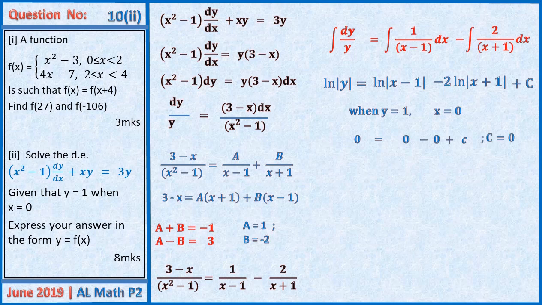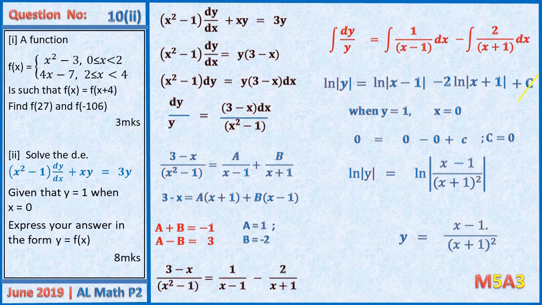I now write my function as ln of the absolute value of y equals ln of (x minus 1), now using the law of logarithms, all that on (x plus 1) squared. And since I have ln absolute value common on both sides, I just have to remove it on both sides, and I'll be left with y equal to (x minus 1) all that on (x plus 1), all squared. And that is the integral of that expression, expressed in the form y equals f of x. That's what the question demanded.